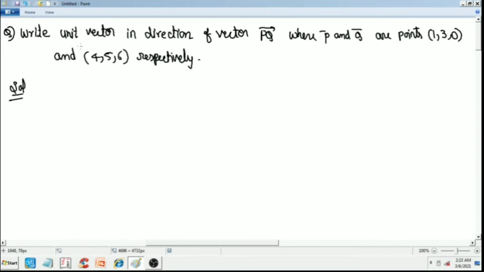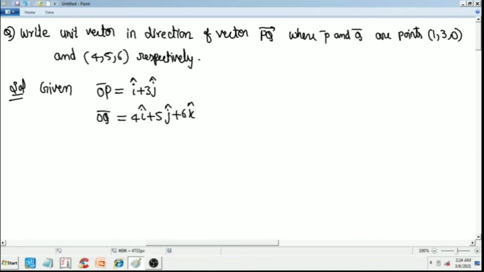Here we have a question: write the unit vector in the direction of vector PQ, where P and Q are the given points. That means he has given position vectors. Given OP bar is 1, 3, 0; I am writing in vector form: i plus 3j plus 0k, no need of writing that. OQ bar is 4i plus 5j plus 6k. So these are the given vectors. He is asking to find the unit vector in the direction of PQ. So first PQ.